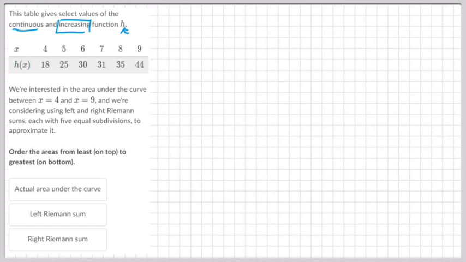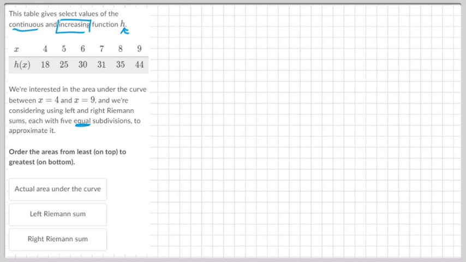It says we're interested in the area under the curve between 4 and 9. That's what they gave us, 4 and 9. There's your interval. And we're considering using left and right Riemann sums, each with 5 equal subdivisions. Usually it's equal. I mean, you can also do unequal, but anyways, we won't go there. Order the areas from least to greatest.